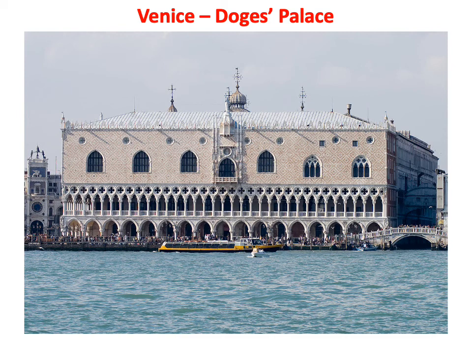So this was the administrative center of the city. The Doge had his offices there, and on the right side of the building were the courts, which would hear criminal cases and then perhaps condemn someone for life in prison.